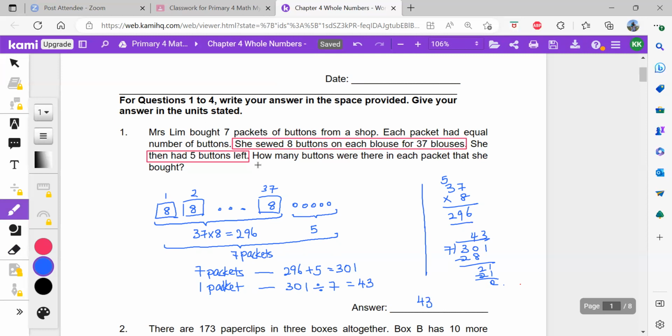Okay, so what we want to try to do is to do this in pictorial form. Now, I know you may be able to do this without a model, but if I were to draw this out, this is how it may look like. Okay, so let's go to question 2.